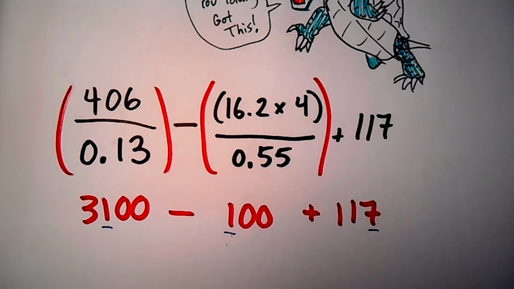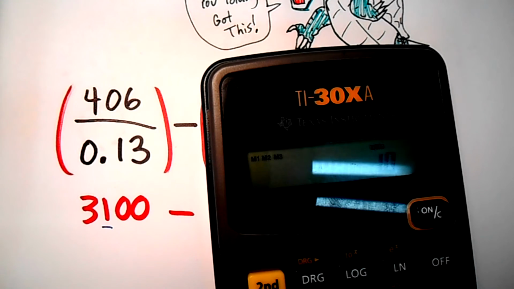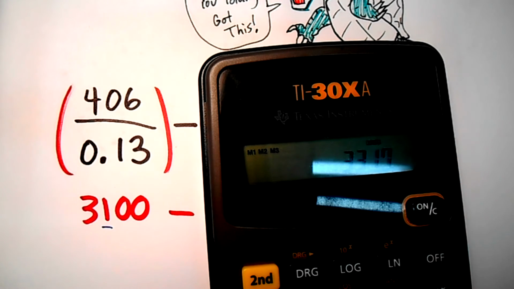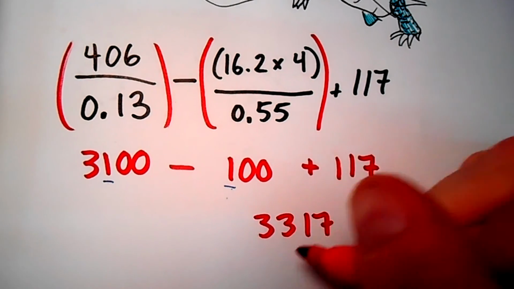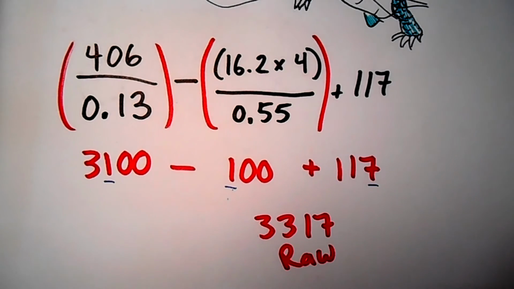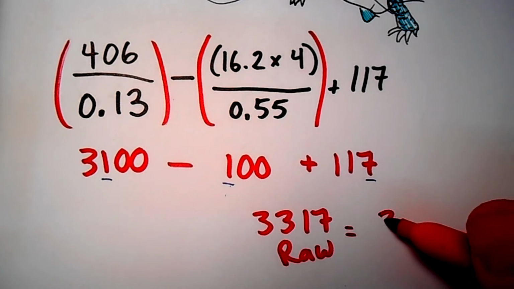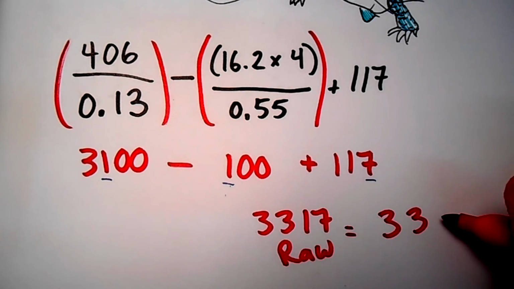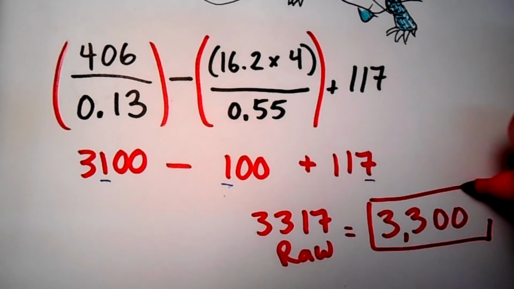So let's go ahead and add these all together. 3,100 plus 100 plus 117 gives us a raw value of 3,317. But that then is going to round to the hundreds place, 3,300. The next number is a 1, so that doesn't round it up, so 3,300. Is that what you got?